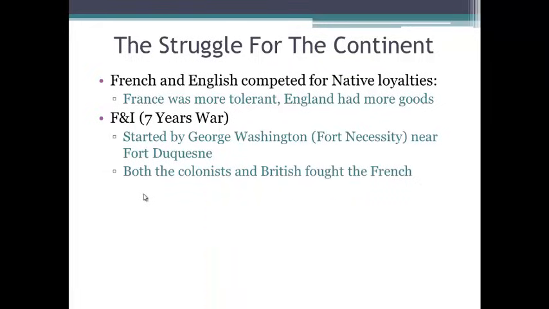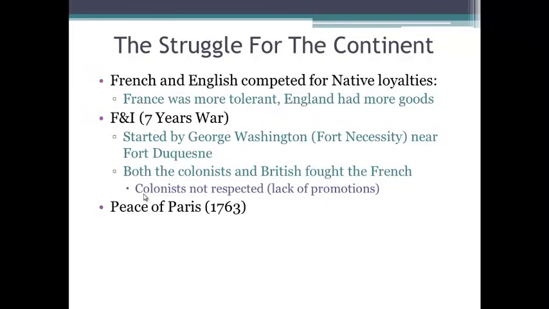Both the colonists and the British fought the French and their Native American allies, and an issue that begins to develop between the British and the colonists was that the colonists felt they were not respected. They didn't get promoted enough in their eyes, and an example of this was George Washington. He could only be promoted so far, and this was simply because they were colonists.